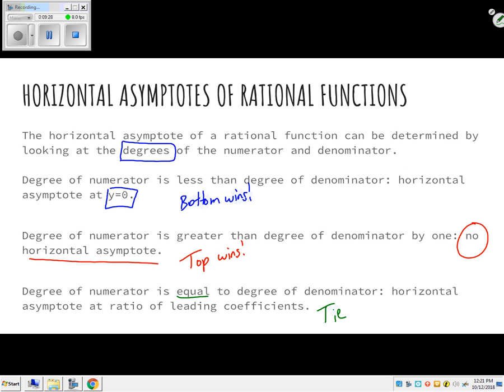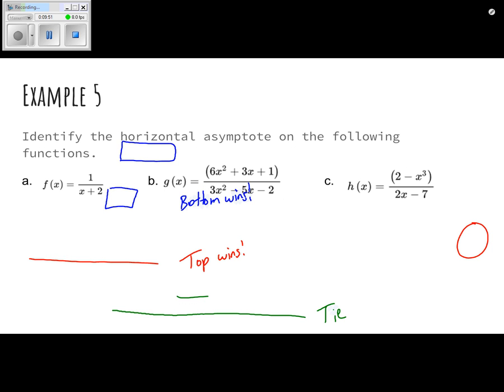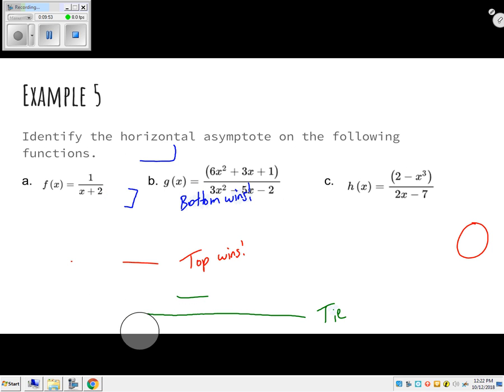All right. And so when that happens, what we're going to do is my horizontal asymptote is going to be a ratio of leading coefficients. Okay, leading coefficients is that number in front of my polynomial, or the number that goes with the degree of my function, the big number in front. Okay, so let's try some. Let's just try to find some horizontal asymptotes.